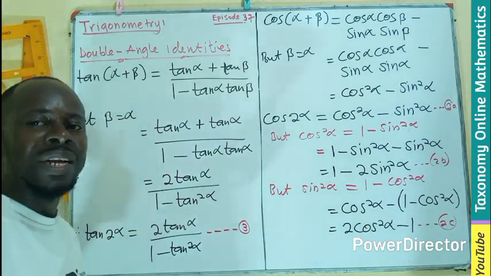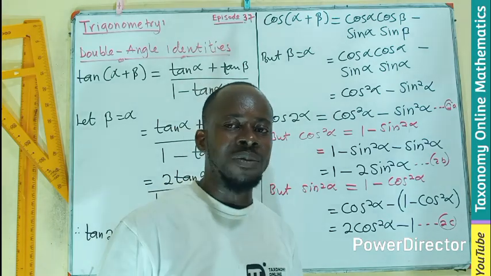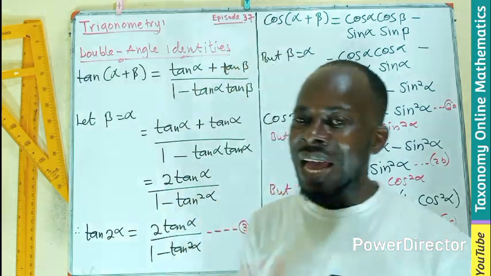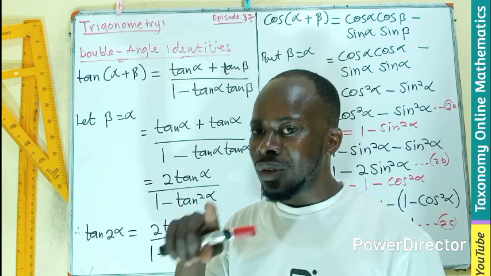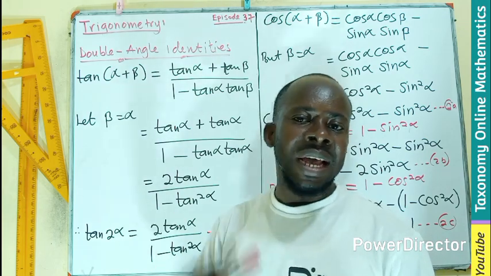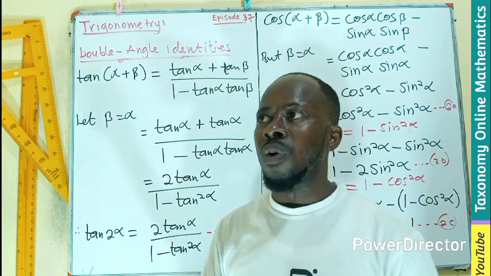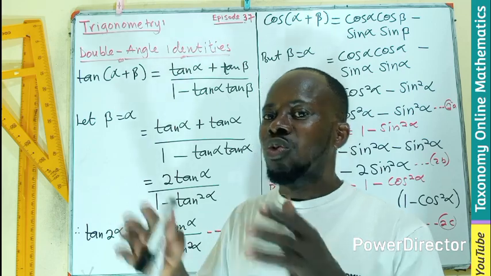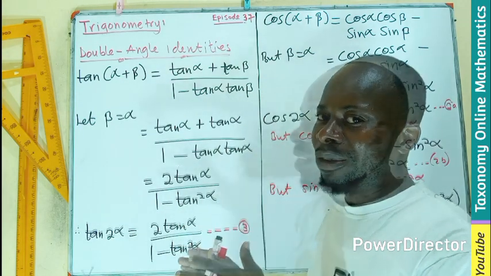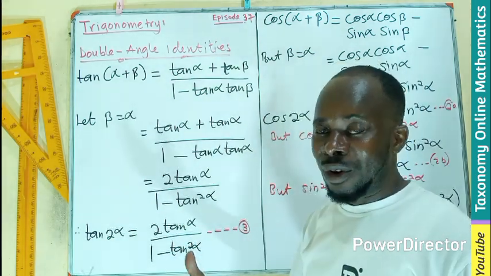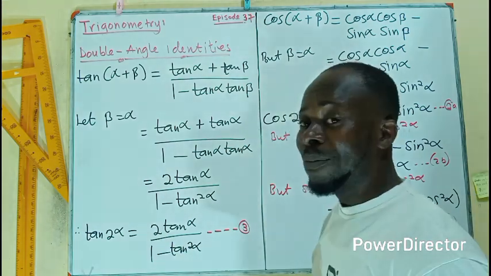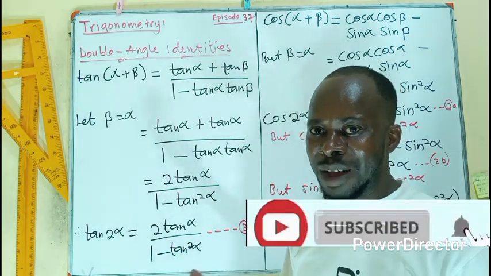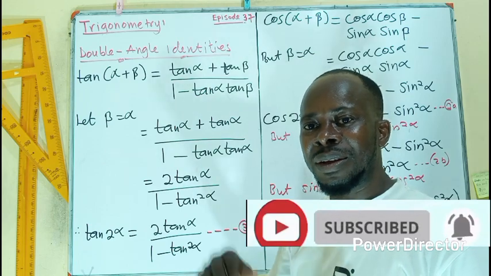So we have gotten the 3 identities that we have for double angle identities. The tan compound angle, the sine compound angle, and the cos compound angle can be used to derive the double angle. The video is getting long, so we take examples in the subsequent episode, which will be episode number 38. Come back for more as we keep learning together. Bye-bye.